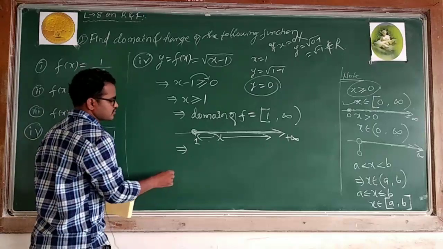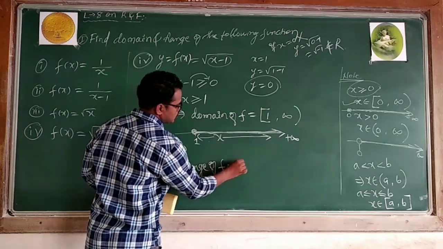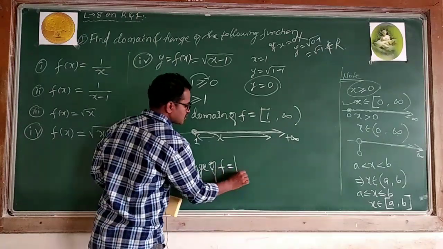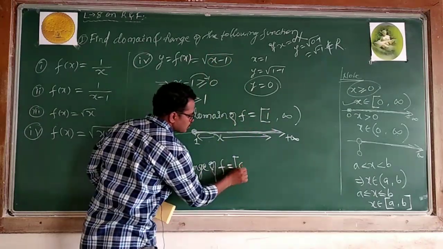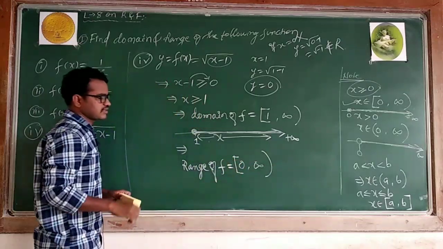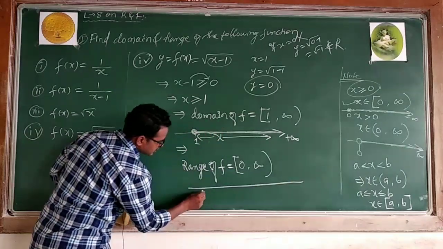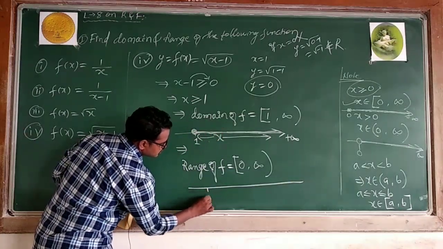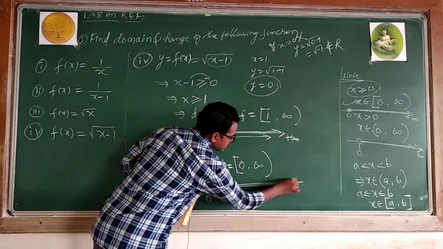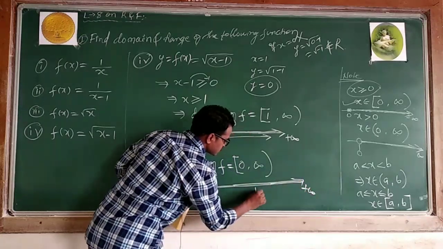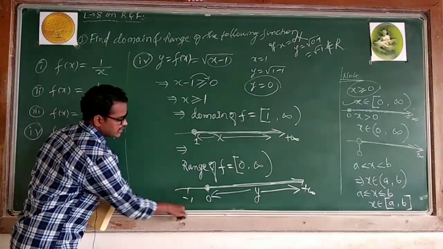So the range of f is 0 to plus infinity, because when you take the minimum x value of 1, it gives 1 minus 1, which is 0. It is not possible to get a negative value. So the y values are 0 to infinity. On the number line, this is 0, closed, and real numbers continue up to plus infinity. This is the y value according to the number line.